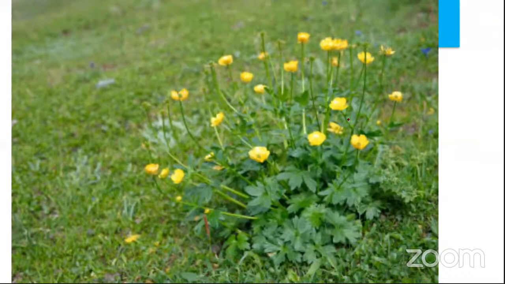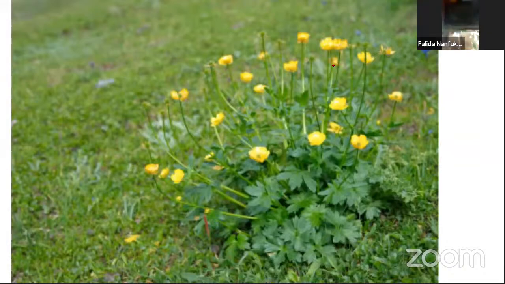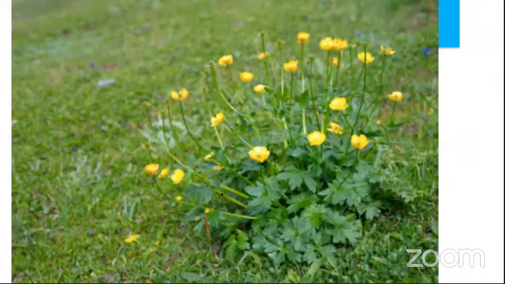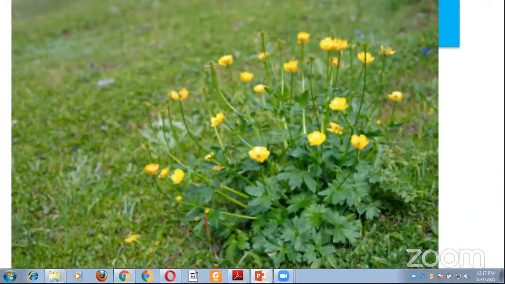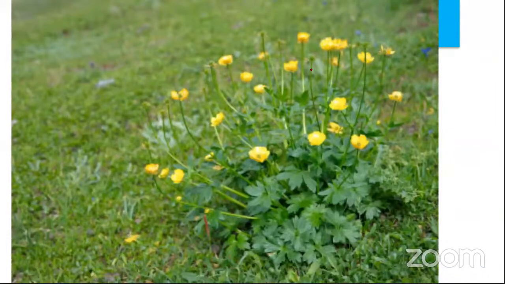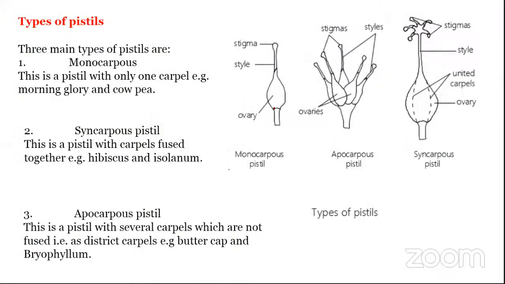Sir, you are moving fast. Oh, okay, let me slow down. Hereza Denise says to slide back to the types of pistils. Okay, let me go back to the types of pistils. I think some people have said that I'm moving very fast. Then someone is saying that the screen is not clear. Is it for everyone that you can't see my screen very well? Okay, let me go back.